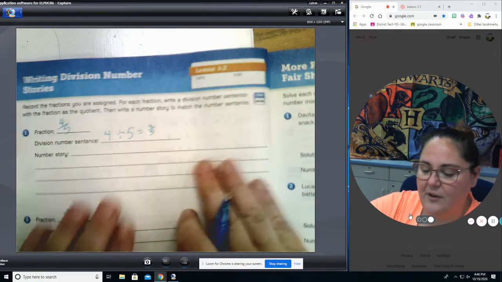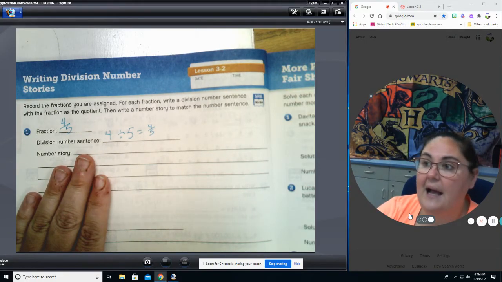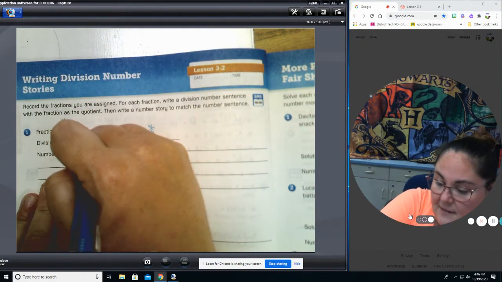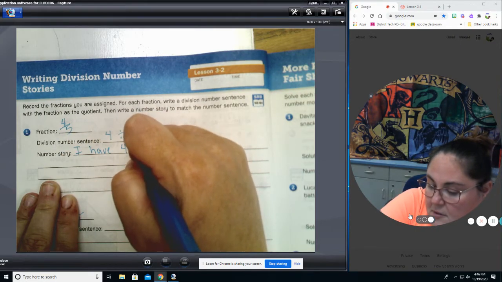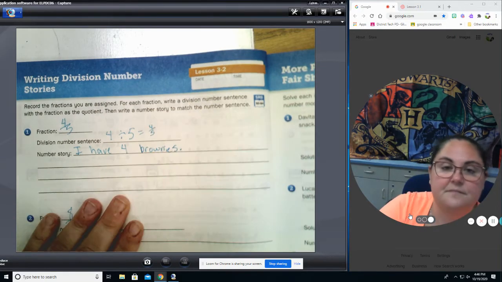Kind of. So the way you're going to do this is you're going to start by making a sentence using the 4. I have 4 bananas. There are 4 cookies. There are 4 pizzas. There are 4 monkeys. No, I wouldn't say monkeys. There are 4 pieces of chocolate. 4 something that can be divided. So I have 4 brownies. Done.